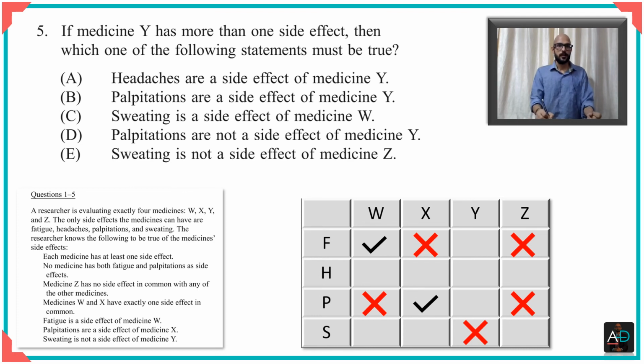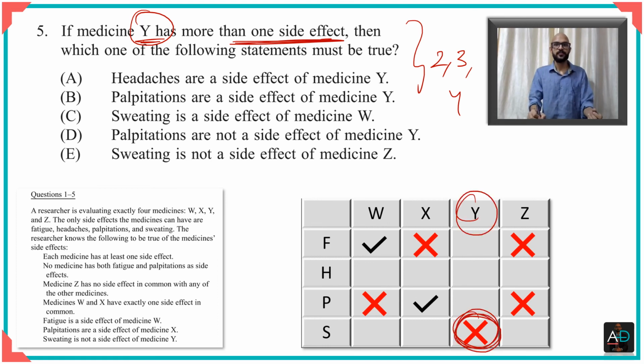Okay, so what you can see here is it says that medicine Y has more than one side effect. What that means is it should either have 2 side effects, or 3 side effects, or 4 side effects. But Y cannot have 4 side effects, because you've already said that it cannot have sweating as a side effect, which means that it can either have 2 side effects or 3 side effects. So it has to choose between these 3: fatigue, headaches and palpitations, right?